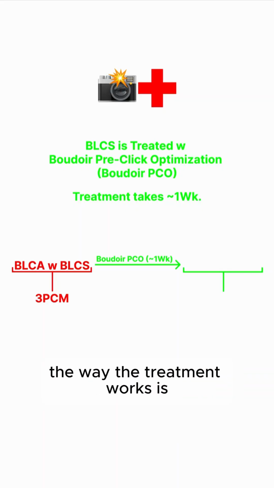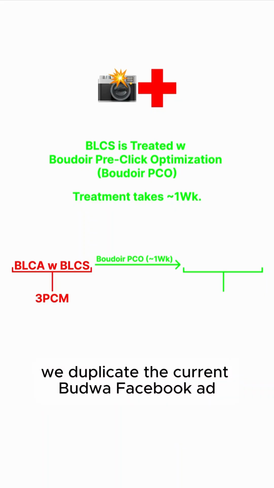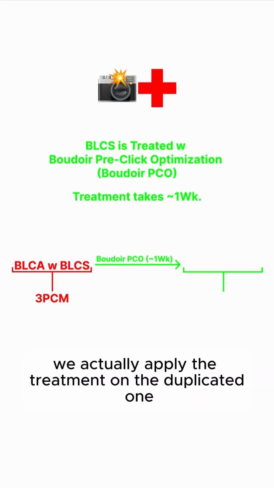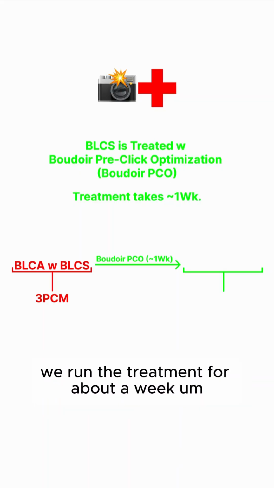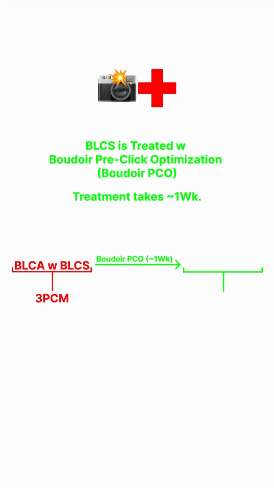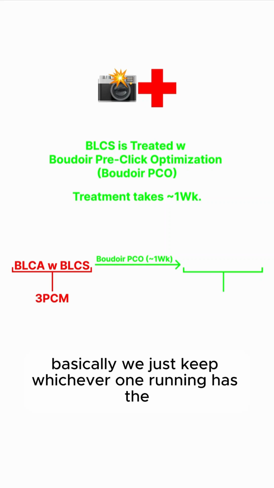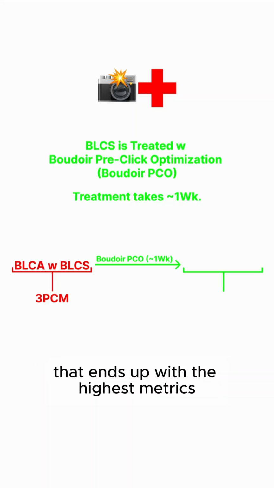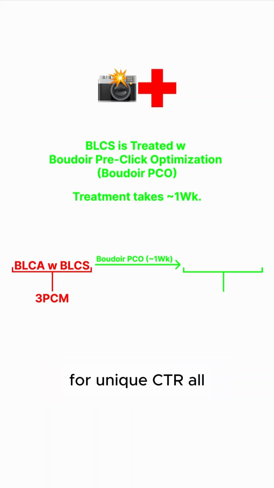The way the treatment works is we duplicate the current Boudoir Facebook ad, and we leave the original. We apply the treatment on the duplicated one and run it for about a week. After about a week, we just keep running whichever one has the highest metrics. And it's always been the Boudoir Pico treated ad that ends up with the highest metrics for unique CTR all.